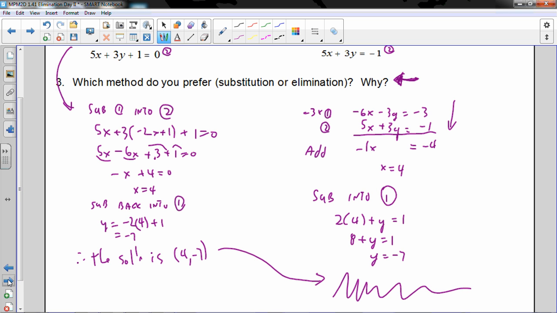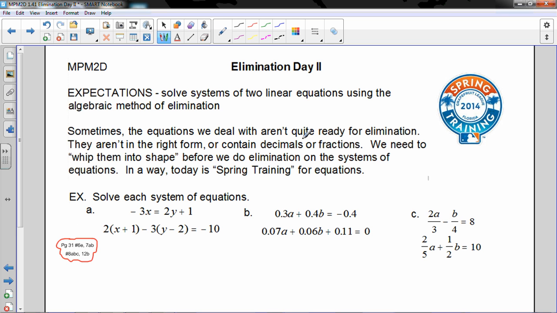You should have a handout with all this stuff on. So again, we've got 3 systems that we're going to take care of, and today we call elimination day 2, but really what this is is spring training. Spring training for equations is what it is. See, these are a mess. They're out of shape equations, huffing and wheezing from a long winter, and they need to be whipped into shape.